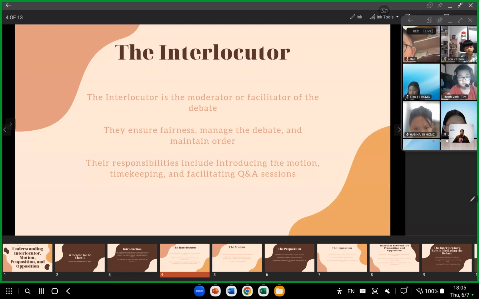So first of all, the interlocutor. The interlocutor is the moderator or the facilitator of the debate. And a moderator is somebody that makes sure that all of the rules are being followed. So they're kind of like the policemen of the debate. They ensure that the rules get followed. And a facilitator is somebody that runs something. So the interlocutor runs the debate.